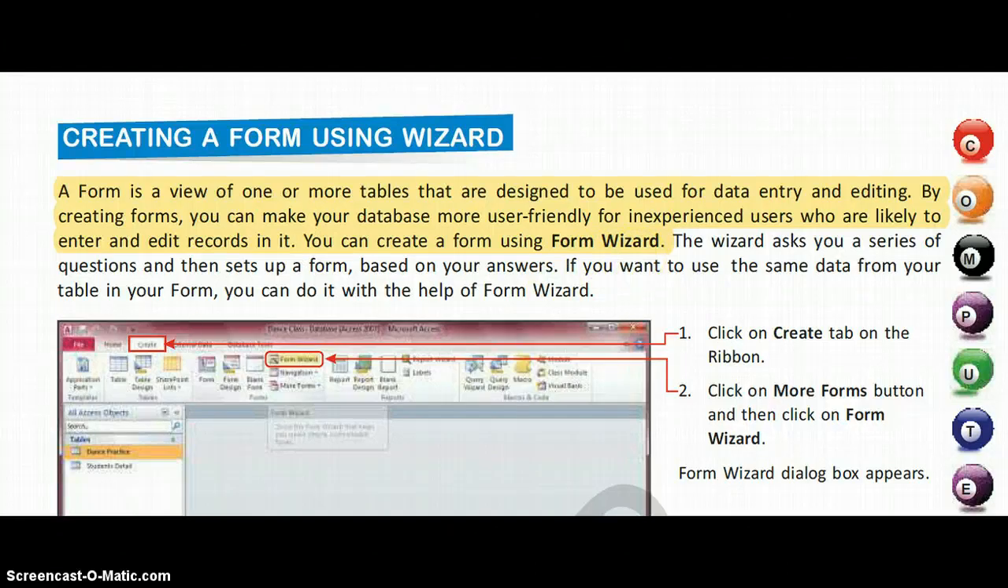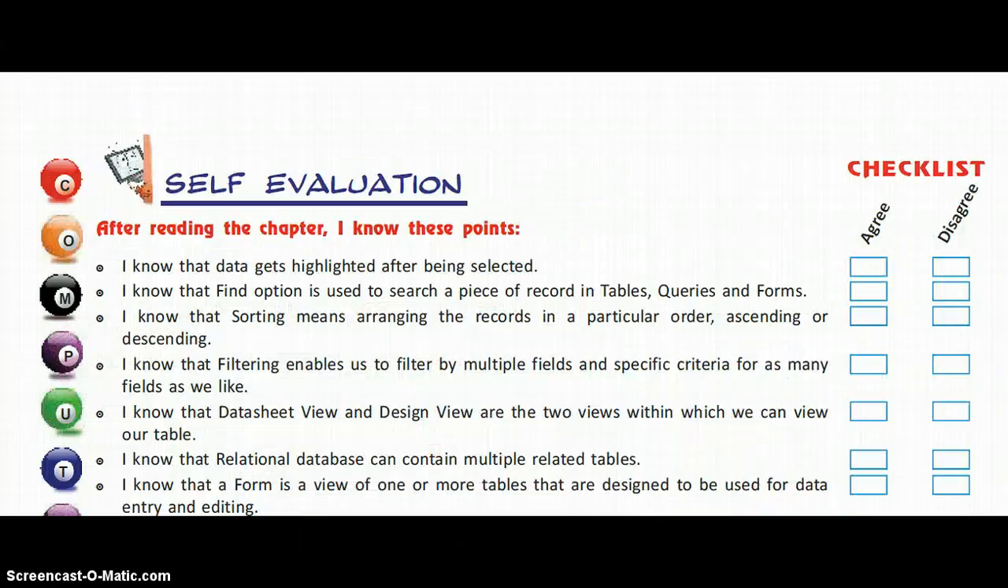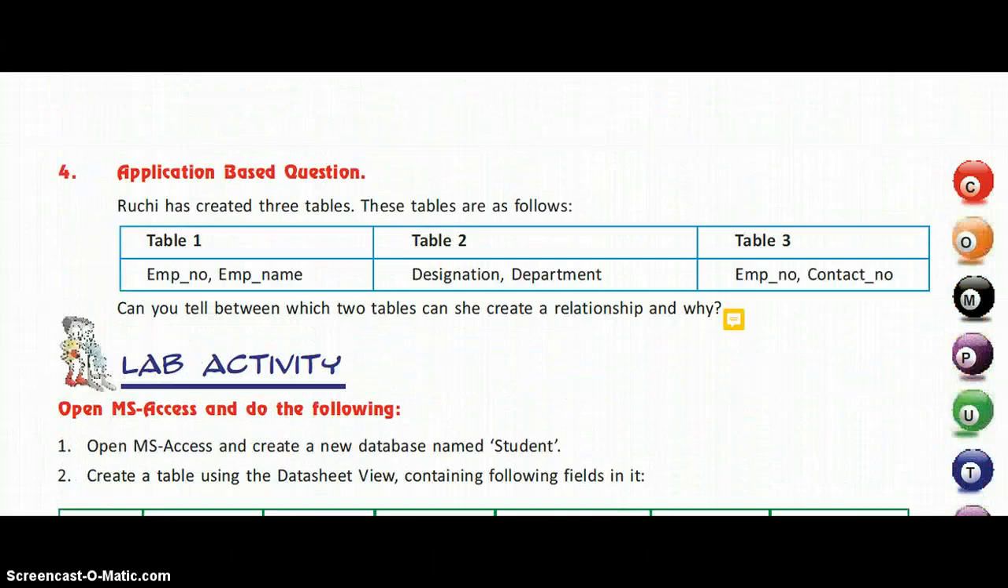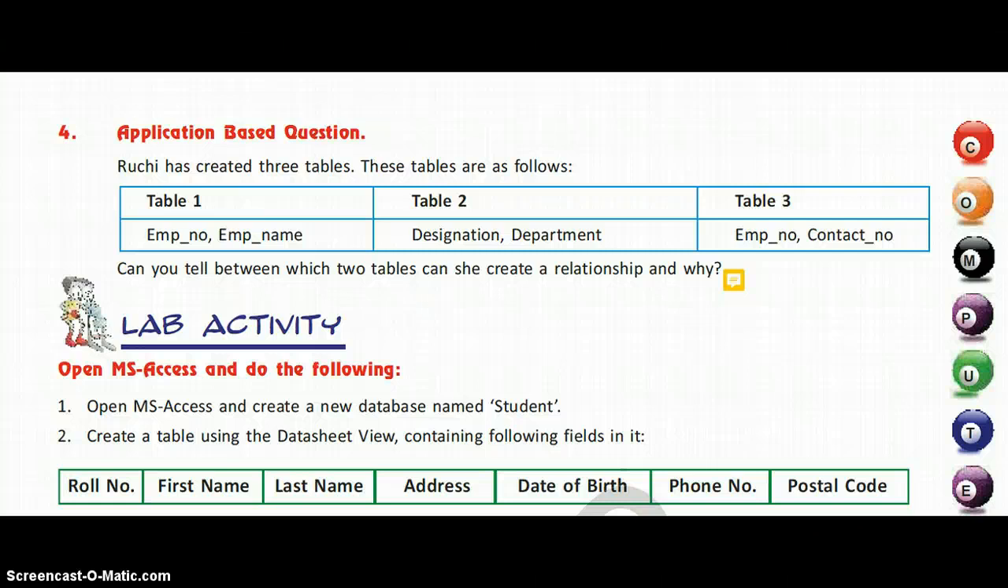Now let us move to the next question, and it is an application-based question. Ruchi has created three tables. These tables are as follows. Table 1, employee number and employee name. Table 2 has designation and department, and table 3, employee number and contact number. So can you tell between which two tables can she create a relationship and why?